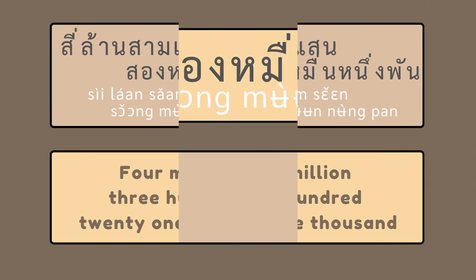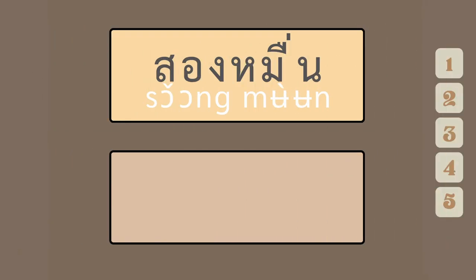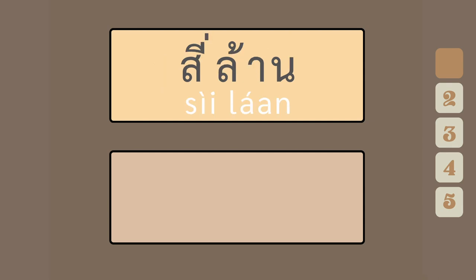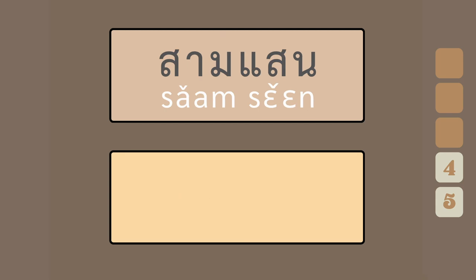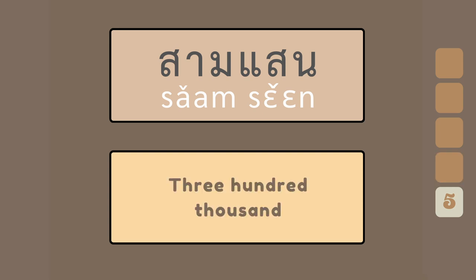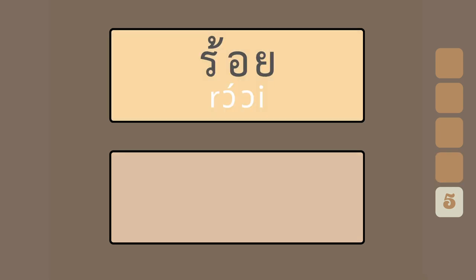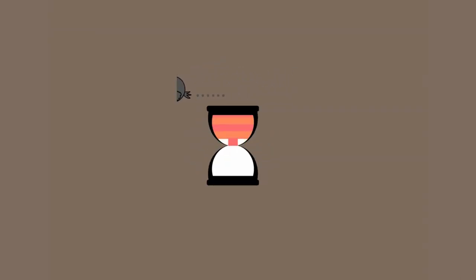Now, let's do the quiz. What is 20,000? What is 4,000,000? What is 1,000? What is 300,000? What is 100?